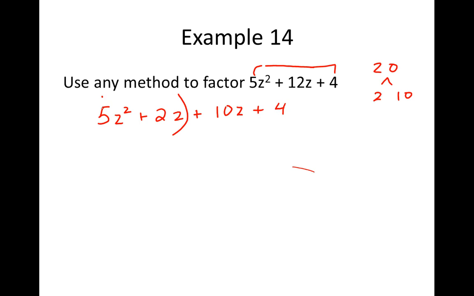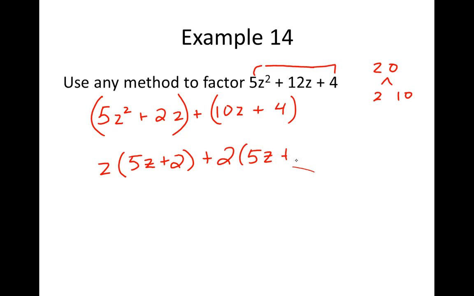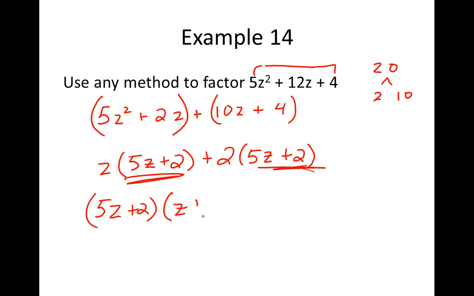Group it up. Pull out my z. Be left with 5z plus 2, plus, let's pull out my 2, 5z plus 2. There's my common factor, and if you switch these around, we should get exactly the same thing. 5z plus 2 times z plus 2.